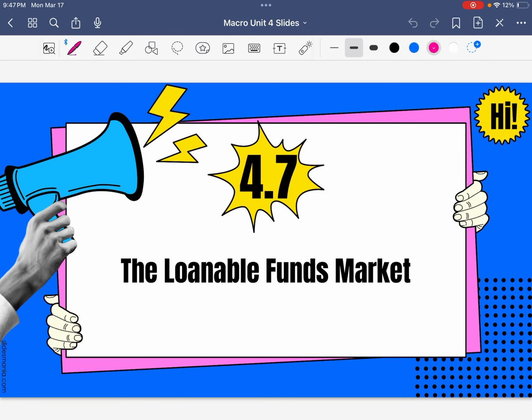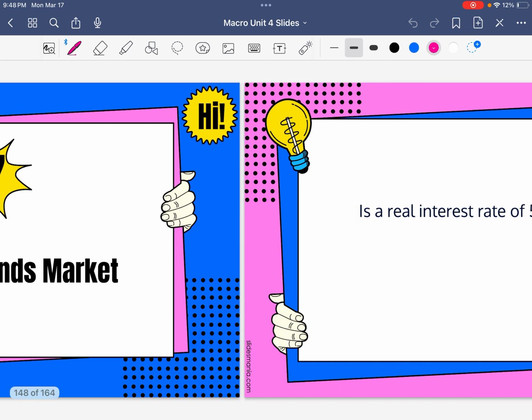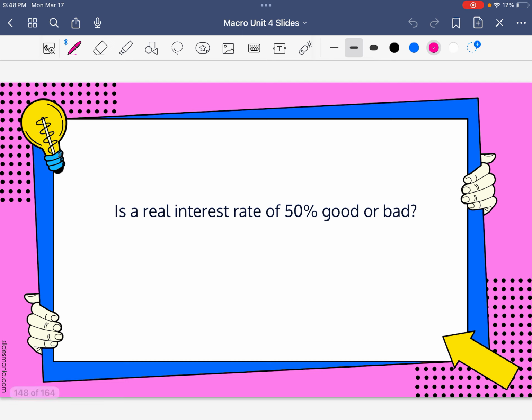All right, today we're going to do the final topic in Unit 4. It is 4.7, the loanable funds market. It's the final graph for Unit 4. It is typically embedded in many different FRQs as like a 1-point thing, which I'll show you some examples at the end. So my question for you is a real interest rate of 50% good or bad?